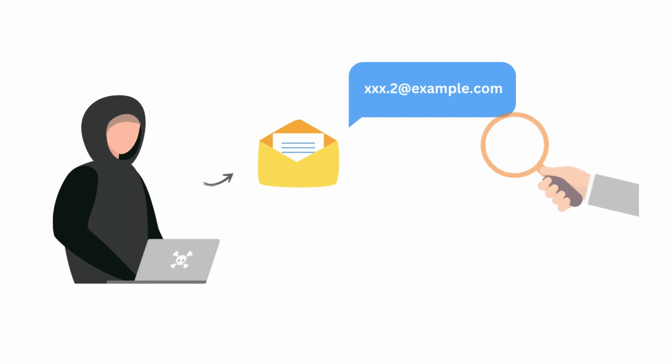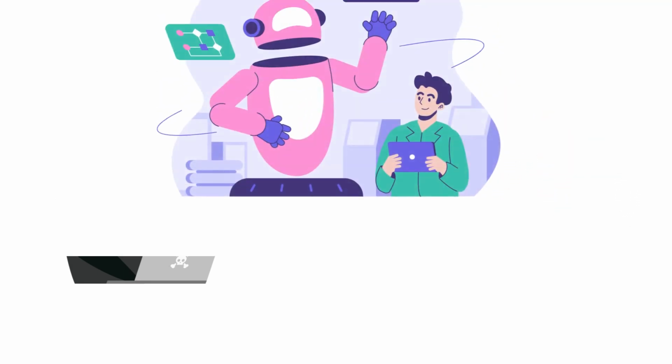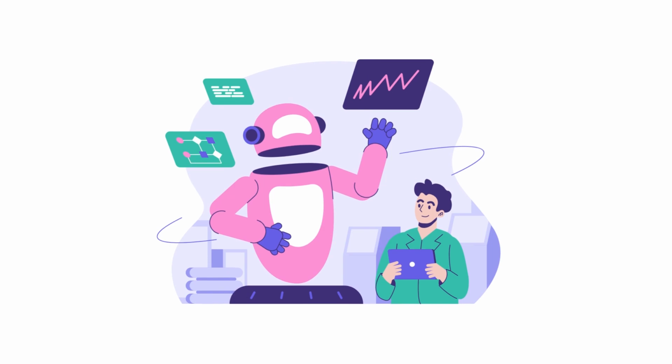However, if the fraudster uses xxx.2@example.com, the fraud detection system may not catch the fraudulent order without the use of machine learning. In contrast, machine learning can analyze vast amounts of data, identify patterns and anomalies that may indicate fraudulent behavior, and create predictive models using historical data.